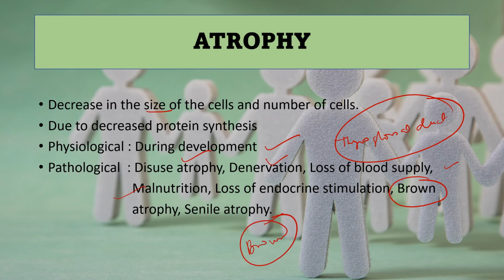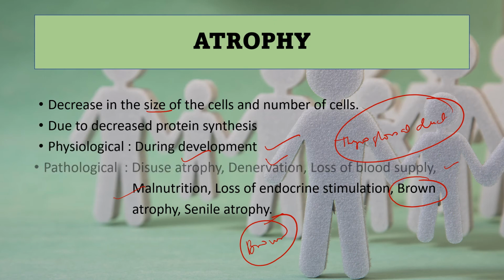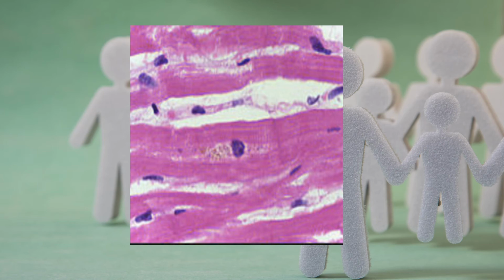So what is brown atrophy? Brown atrophy is nothing but atrophy due to deposition of a brown pigment. This is a histological image of a skeletal muscle. So you're seeing something like this. This is one muscle fiber, right? All these pink ones are cytoplasm, the blue one is the nucleus. When you see this surrounding the nucleus, in a perinuclear location, you have some fine yellow-brown pigments.